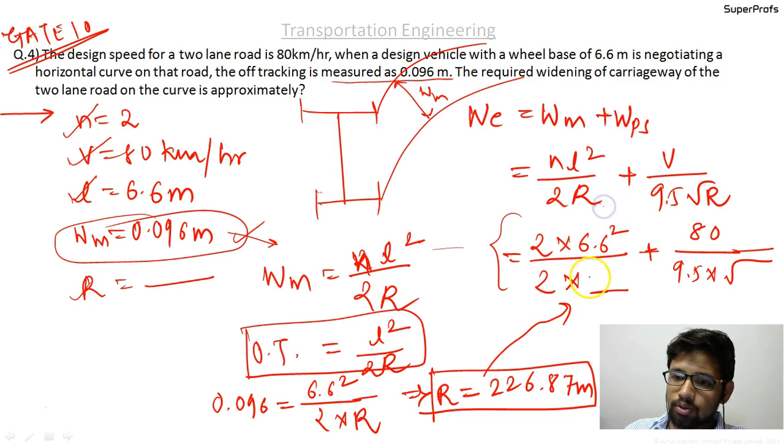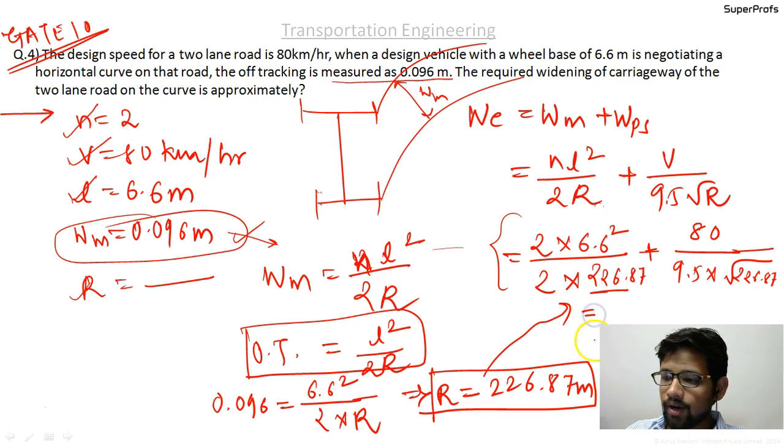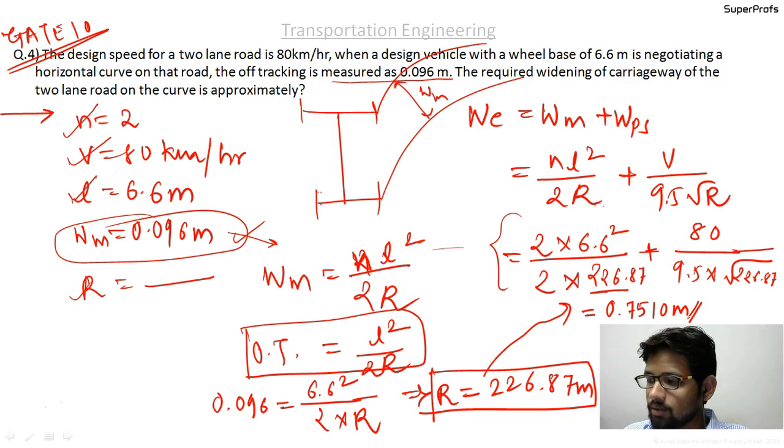Use this R value over here. Put R equal to 226.87, and here also 226.87. So the widening required comes out to be 0.7510 meters, which is option C. So this is what the GATE 2010 question was.